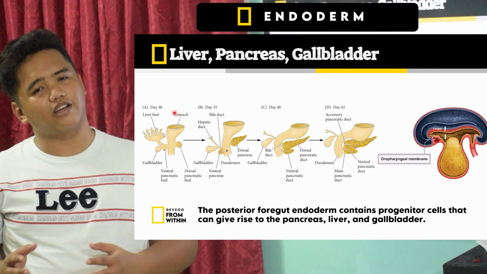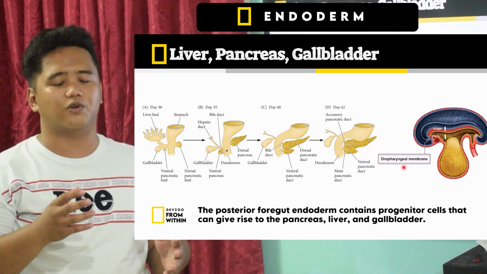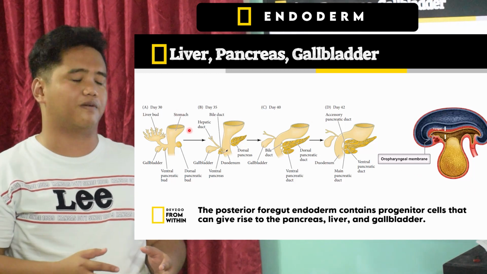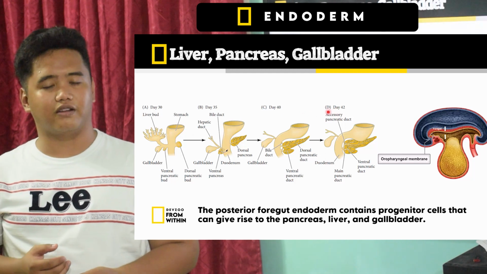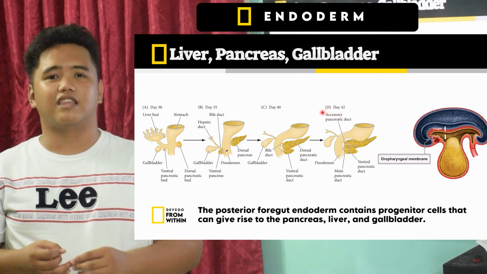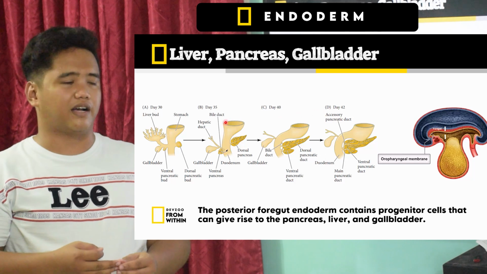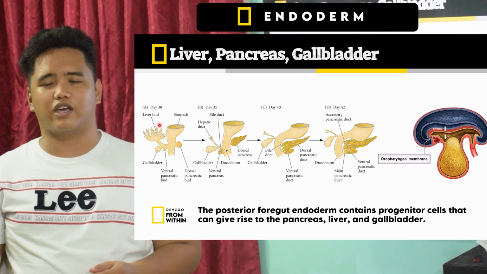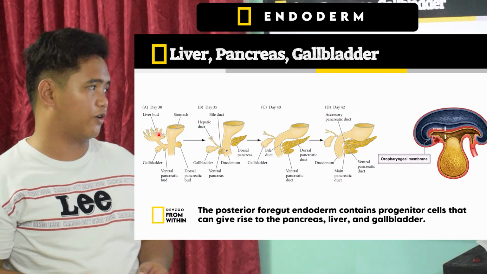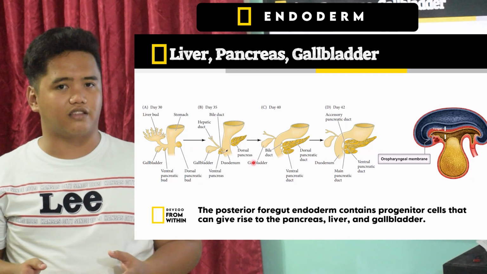So we can see at the foregut of our embryo, there are three diverticulums that will bud from there: the respiratory bud or respiratory diverticulum, the hepatic bud, and the pancreatic bud. Based on their names, we can infer what their fate will be in the future. So let's talk first about the hepatic diverticulum.